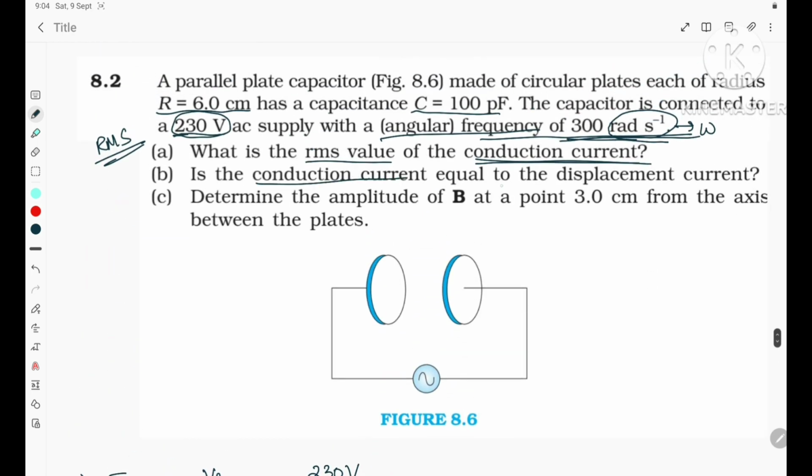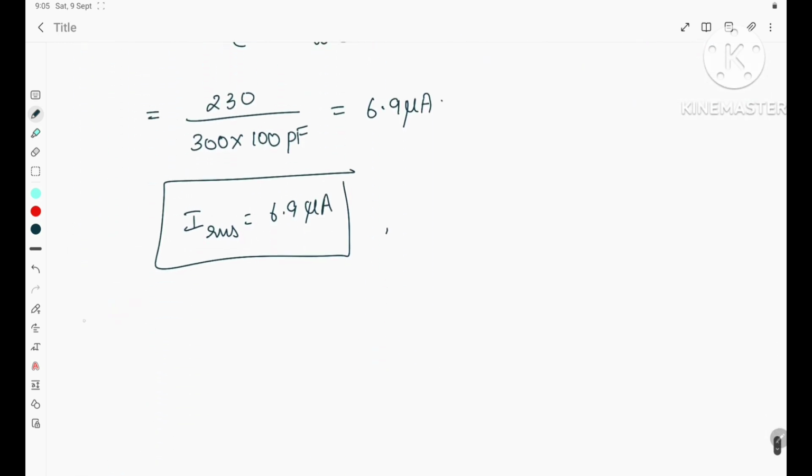Now, in the second question, what are they asking? Is the conduction current equal to the displacement current? So one thing you should note here, this is an AC source. We know that the equation of continuity, the principle of continuity regarding the current, is valid for direct current, but is it valid for alternating current also? Yes, it is definitely valid for alternating current also. Therefore the conduction current is equal to the displacement current. So the answer for the second subdivision is yes, right?